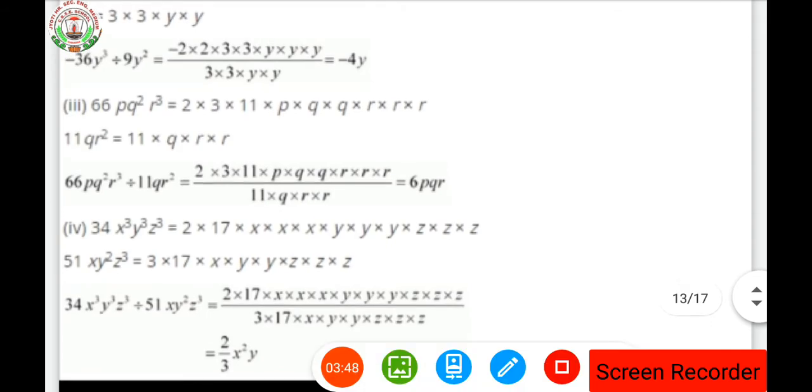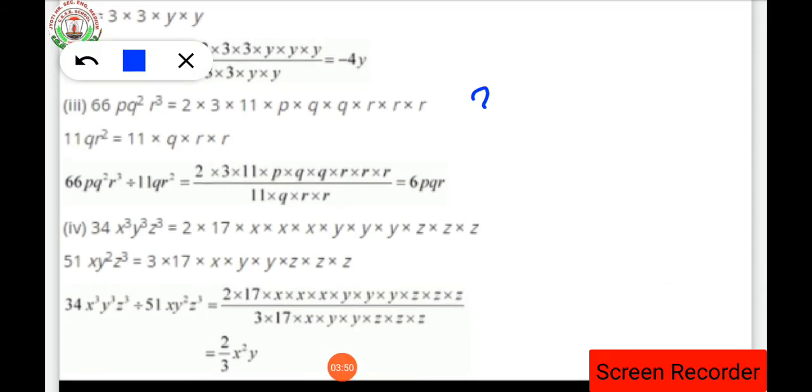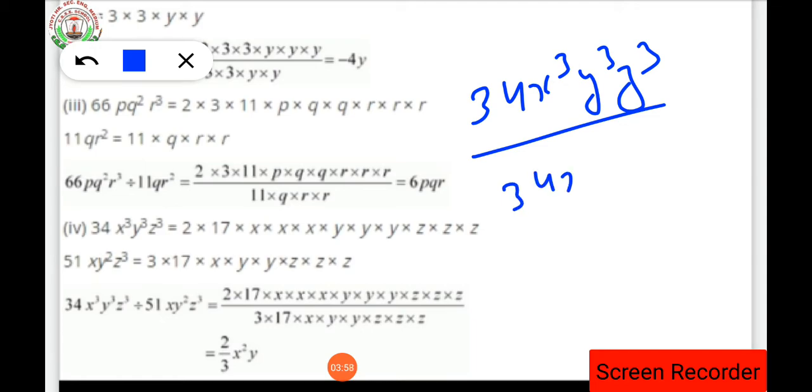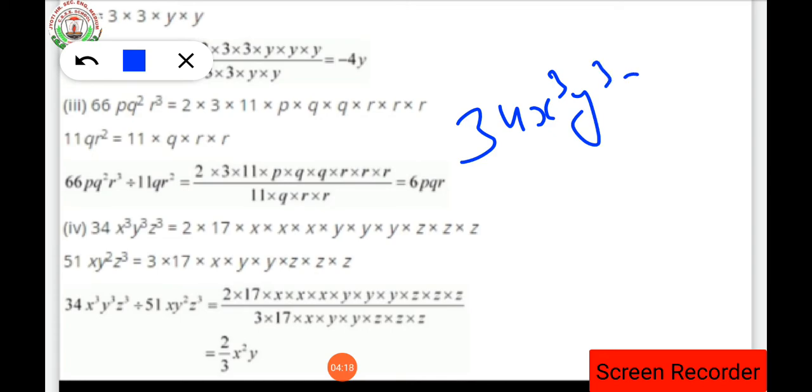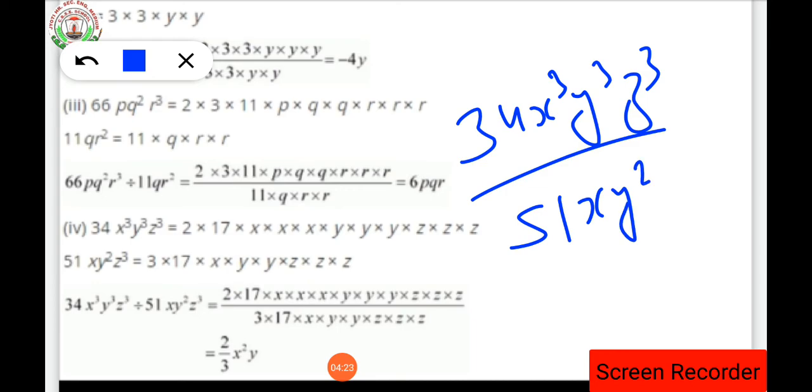Okay, here the last question I will again solve and show you. So dear students, here you can see that the question is 34x to the power 3 y to the power 3 z to the power 3 upon 51xy square z cube.